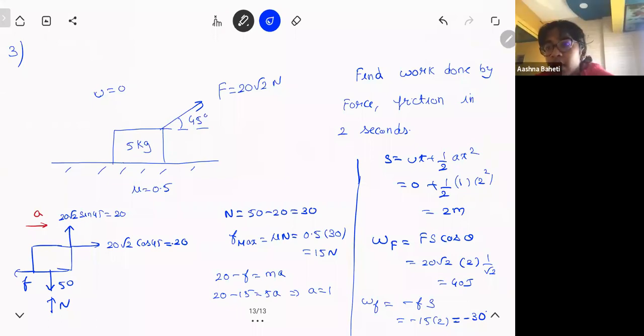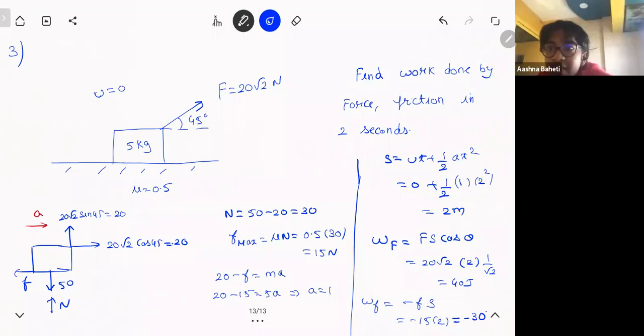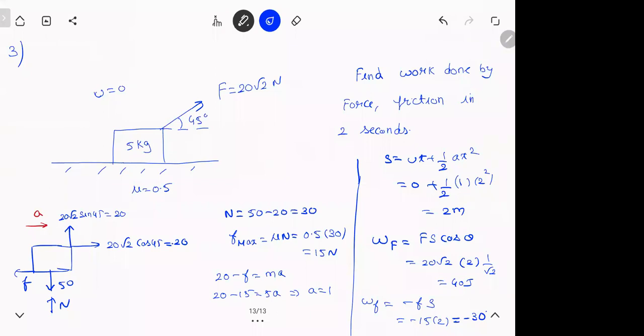Why are we not just calculating work done by the 5 newton force? Because the total force is 5. What was the question? Okay, sorry. What you're saying is find the total work done. All clear with this? Next page.